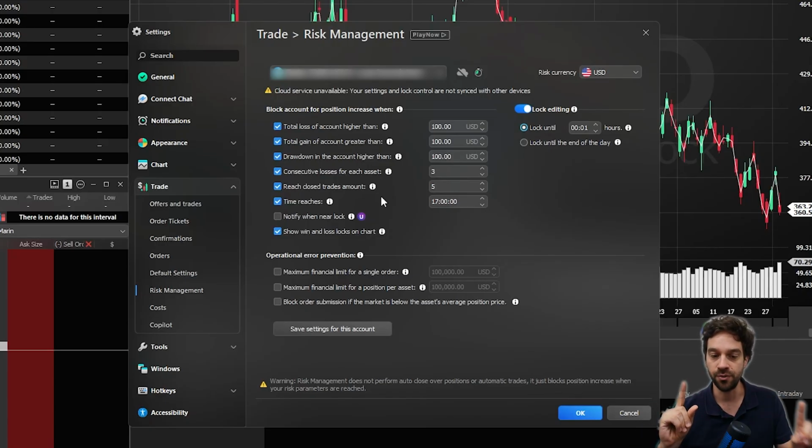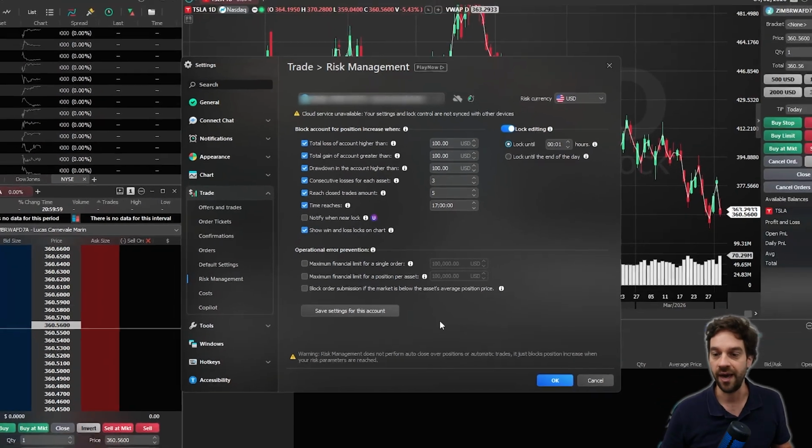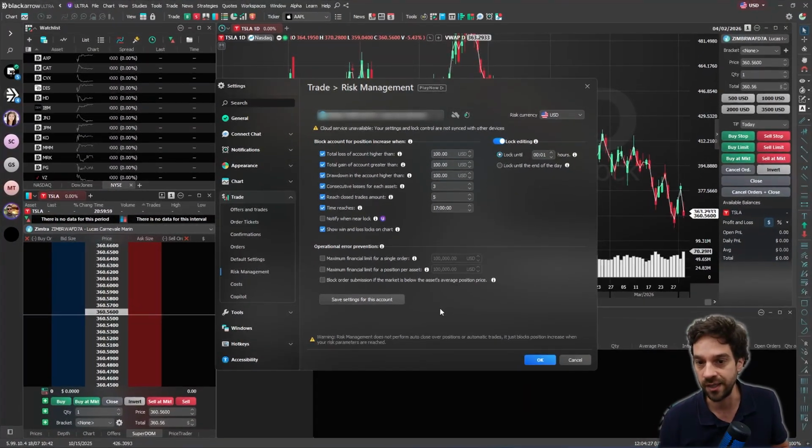Important to mention, risk management does not perform auto close trades, so we don't close trades with the feature. Okay, so we are not able to, okay, if I have a $10,000 loss in a day, close the position and block the account. No, this is more for increasing positions and preventing operational errors.